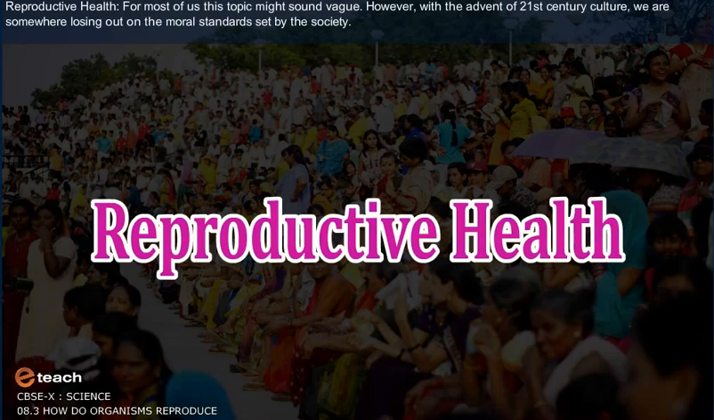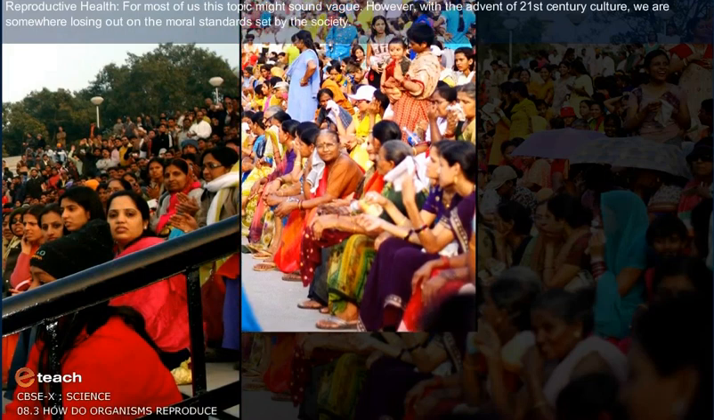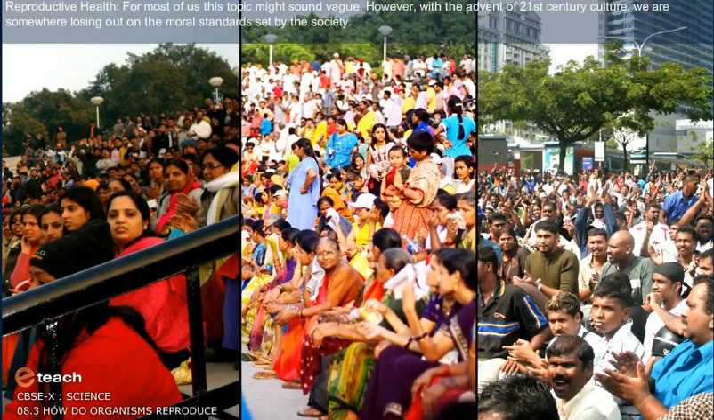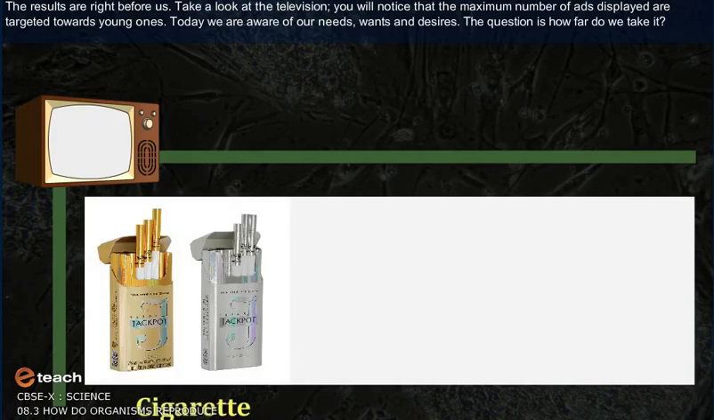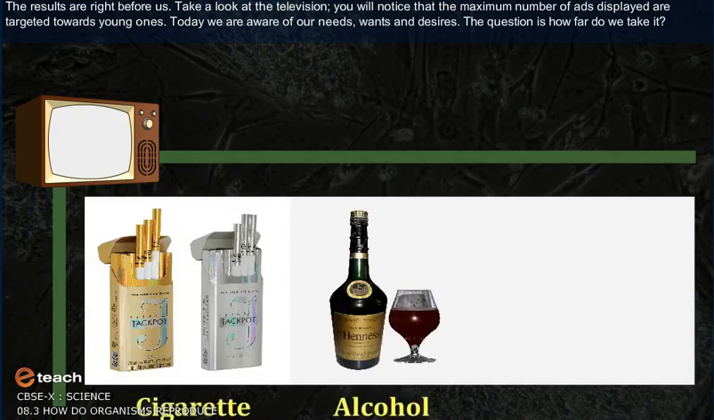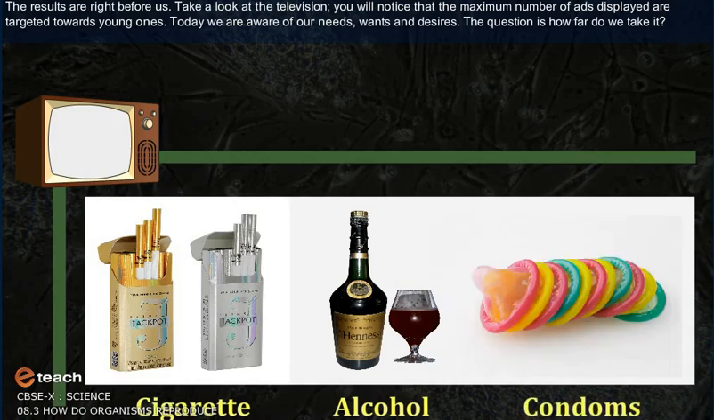Reproductive health. For most of us, this topic might sound vague. However, with the advent of 21st century culture, we are somewhere losing out on the moral standards set by the society. The results are right before us. Take a look at the television. You will notice that the number of ads displayed are targeted towards young ones. Today, we are aware of our needs, wants, and desires. The question is how far we take it.